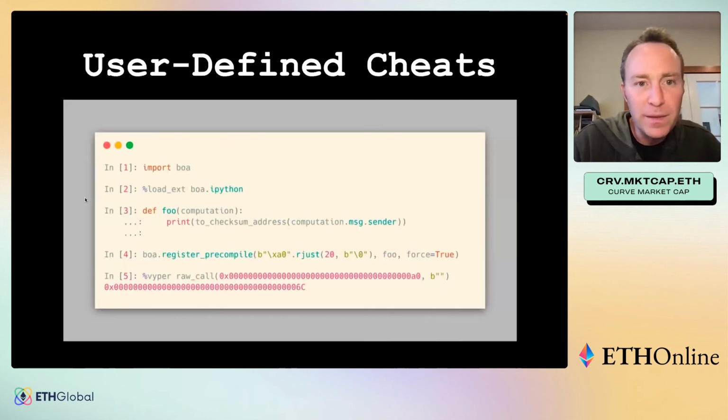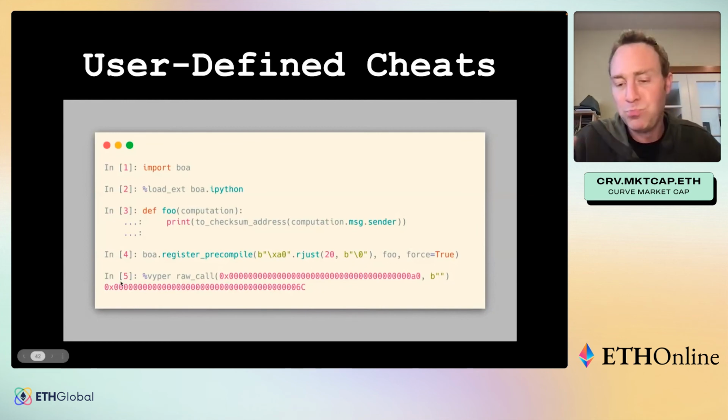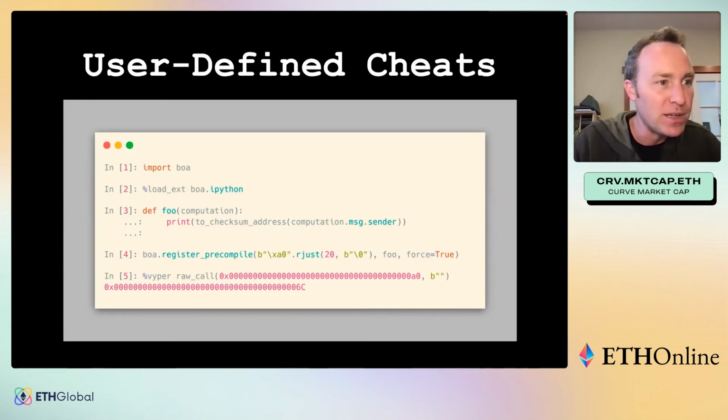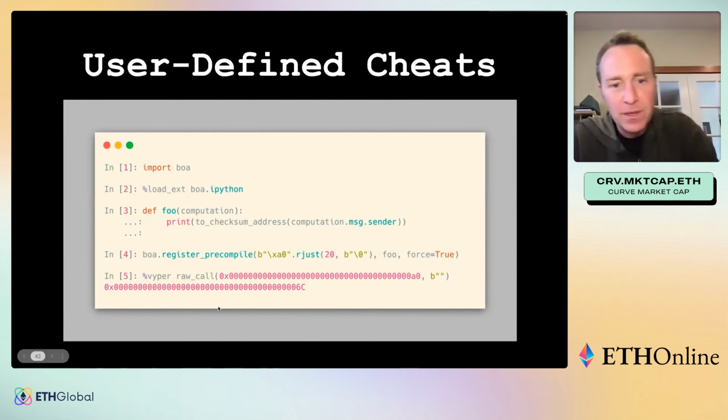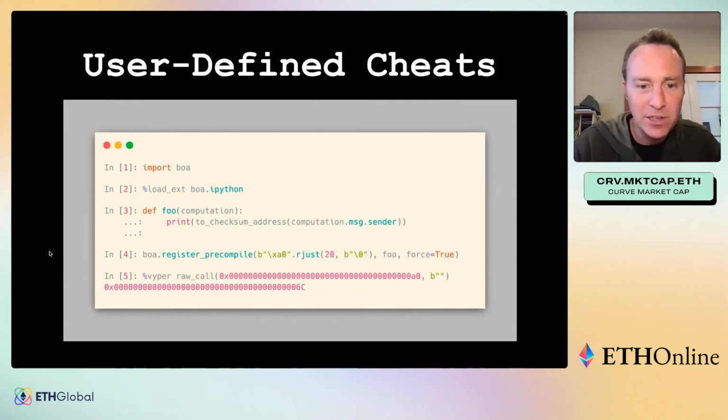Anyone who is familiar with Foundry will be familiar with user-defined cheats. And this is now available using Titanoboa as user-definable precompiles. In this case, you can see it registering it and executing this raw call as it is touching this right here. So this is a simple example printing the sender to standard out, but anything that you can do in Python, you can now do here.